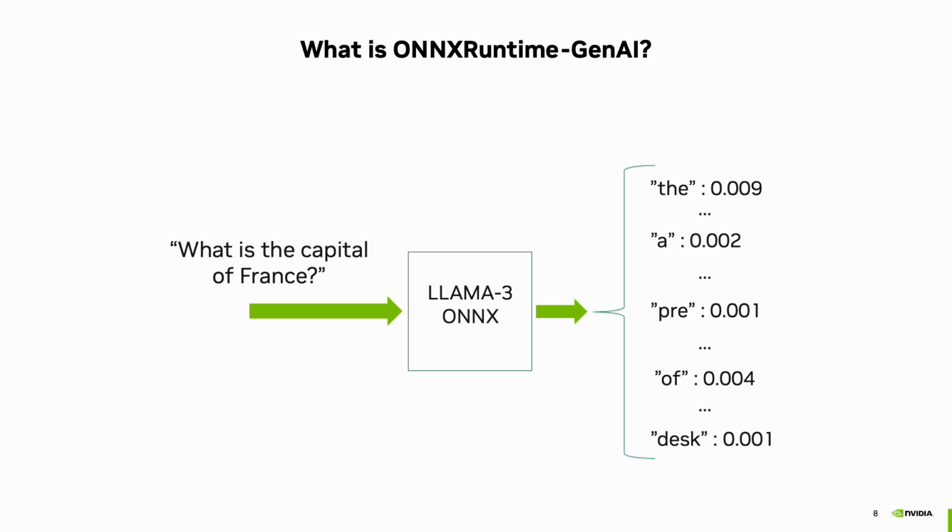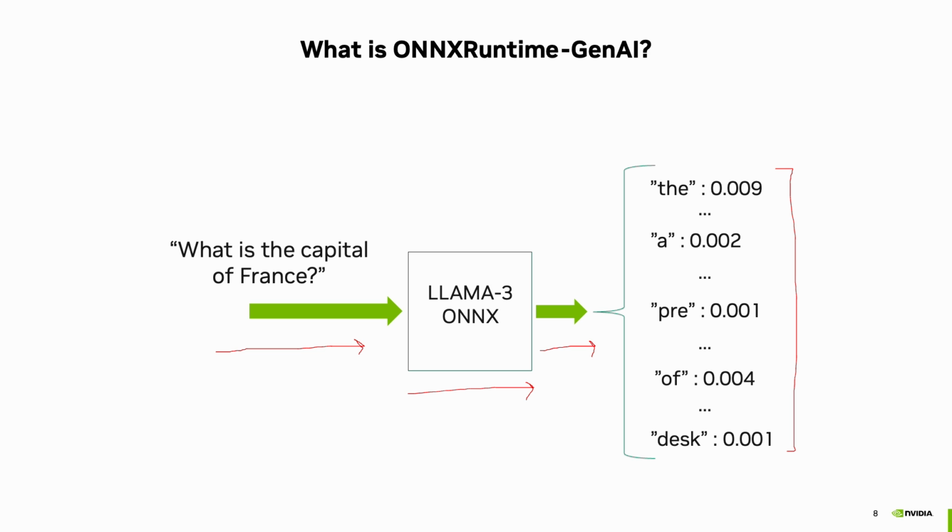As an example, I have a little diagram here of what it might look like to inference Llama 3 or any generic LLM. You have some input: what is the capital of France? You're going to use ONNX Runtime, like we've talked about, to inference the Llama 3 model. And the output that you're going to get is actually a probability distribution over a lot of tokens in a vocabulary.